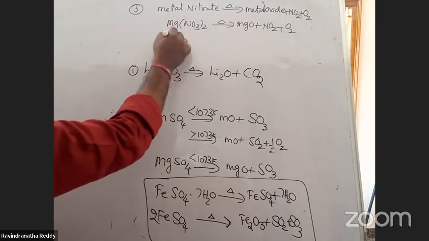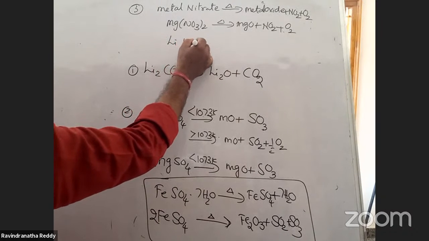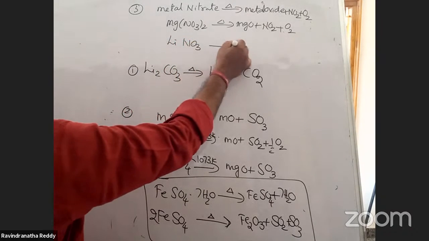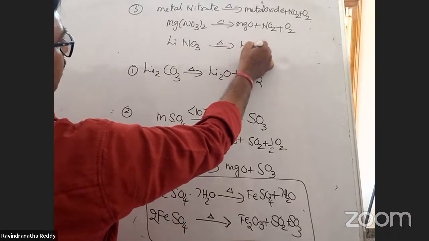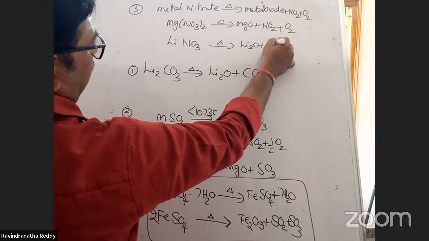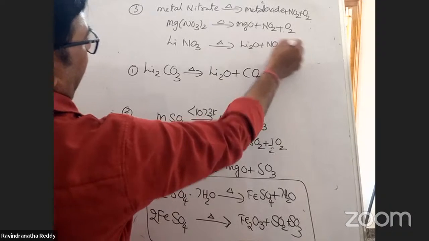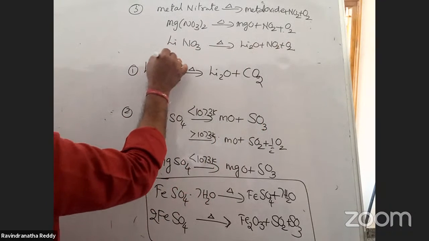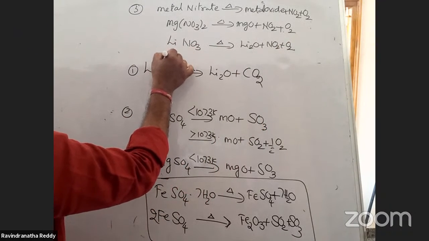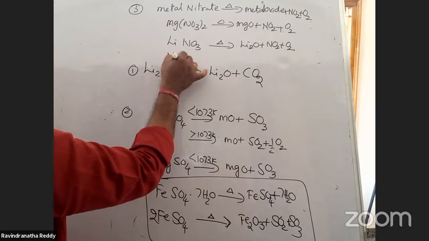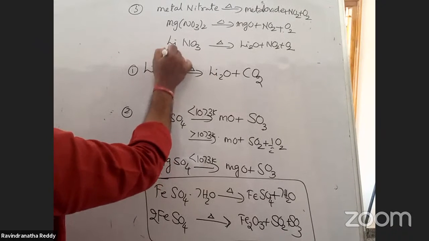Lithium nitrate also gives the same. Lithium nitrate on heating gives lithium oxide, NO2, and O2. But the other 1A group nitrates, meaning sodium, potassium, rubidium nitrates, are different.